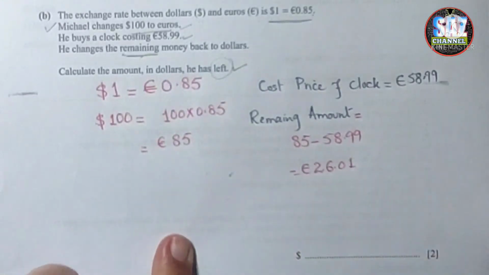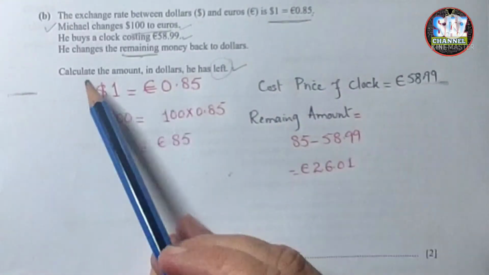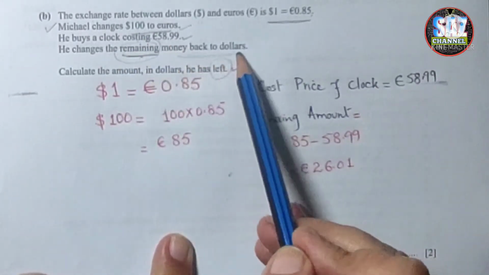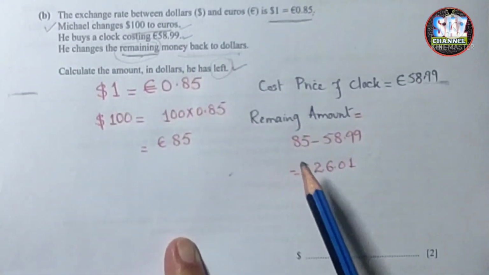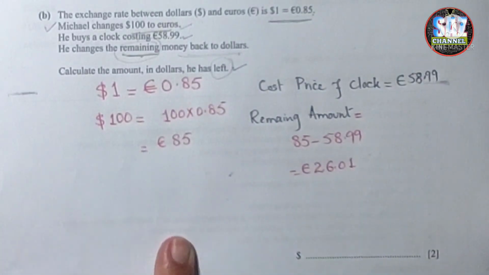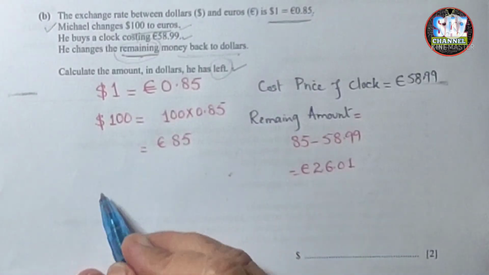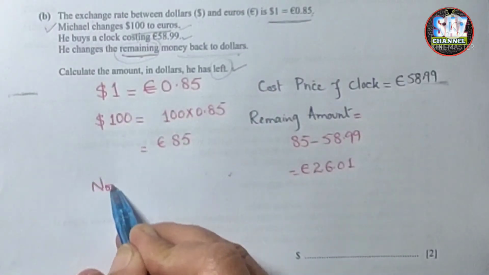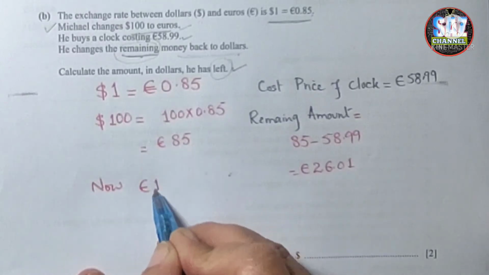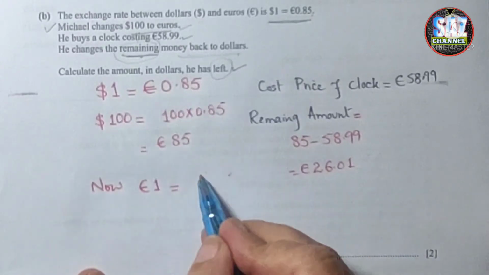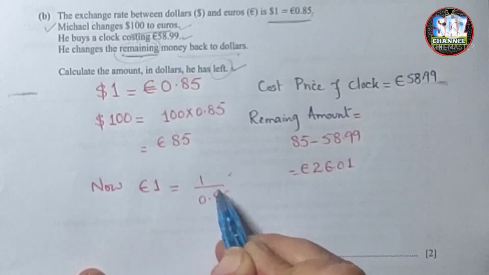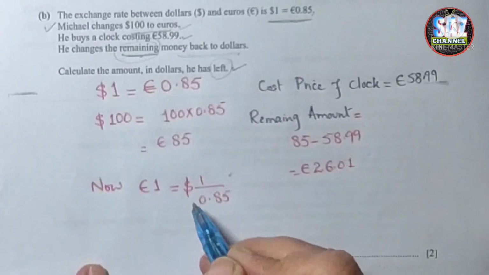Now let me read the next part of the question. He changes the remaining money back to dollars. Remaining money, now we have to convert euros to dollars. So what will be the conversion rule he will be using? Now, as euro 1 equals 1 over 0.85 dollars.